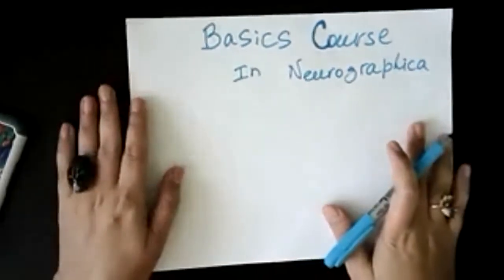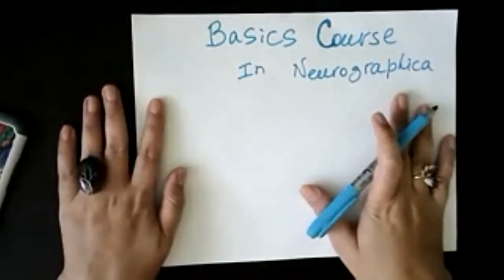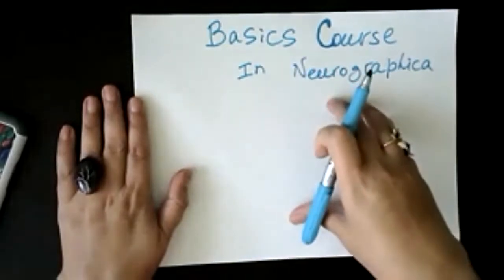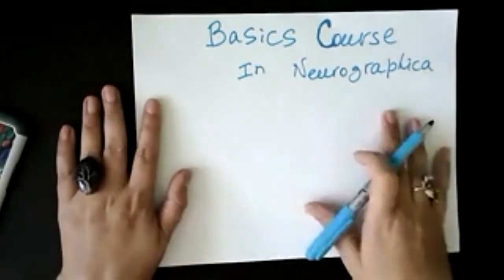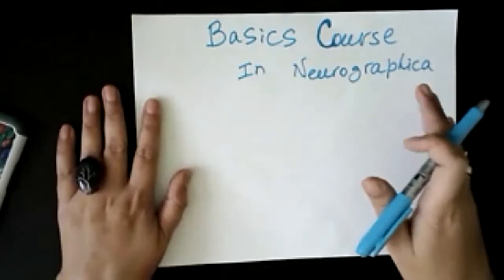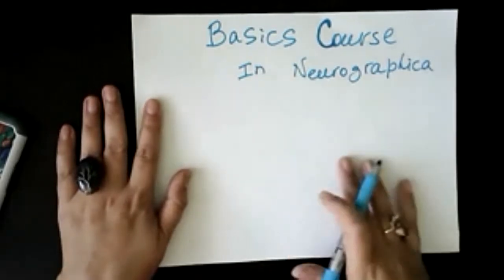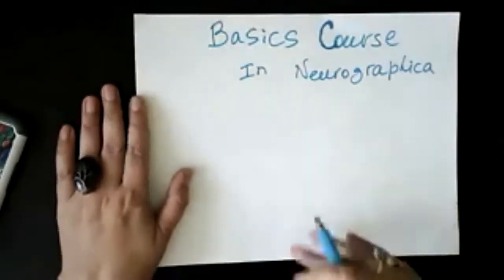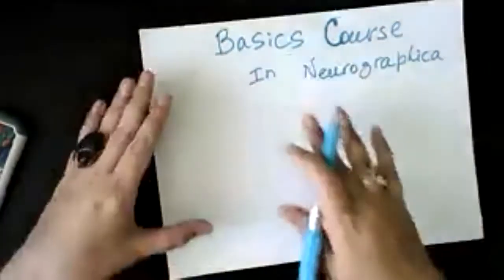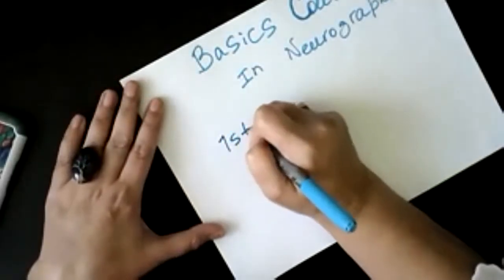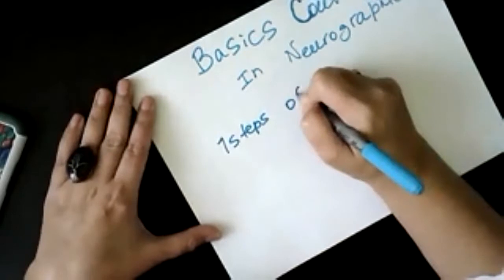What we're going to do today is discuss the pyramid of consciousness, which is going to give you a very deep psychological understanding of what Neurographica is based on. And I'll give you some insight into the 7 steps of the algorithm that we'll learn in detail during the basics course. So what does a basics course entail? We will learn the 7 steps of the algorithm, like I mentioned.